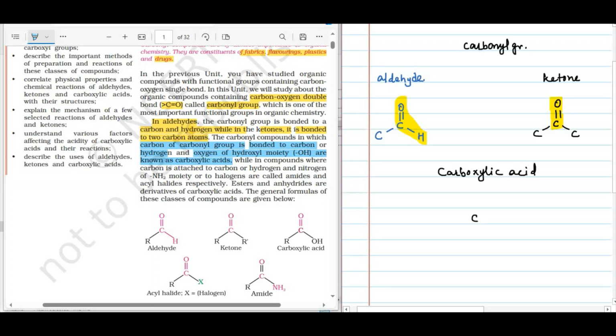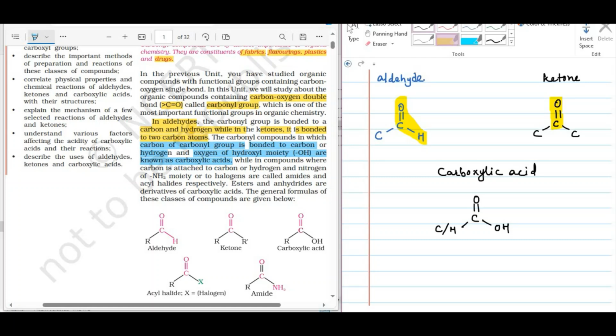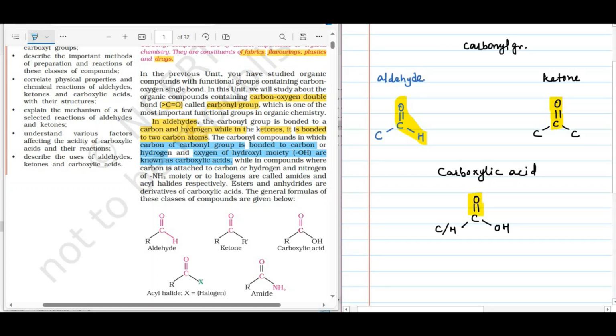In carboxylic acid, this is the carbonyl group and on one side it is bonded to H or it may be bonded to carbon. On the other side it is bonded to an OH group. Then it is called the carboxylic acid group. That means the group C double bond O bonded to OH is the carboxylic acid group.